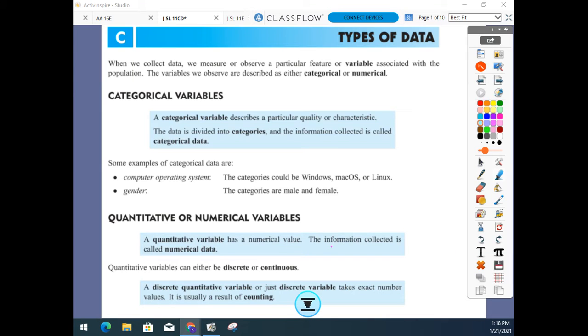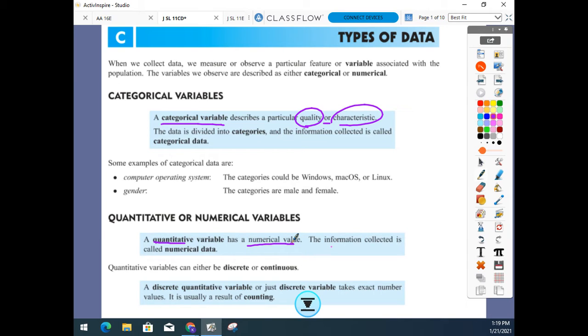So section C is all about types of data. So we need to be able to describe, okay? A categorical variable describes a quality or characteristic. So that's the big thing I want you to pick up here. These are just examples of categorical variables. And a quantitative is a numerical value.